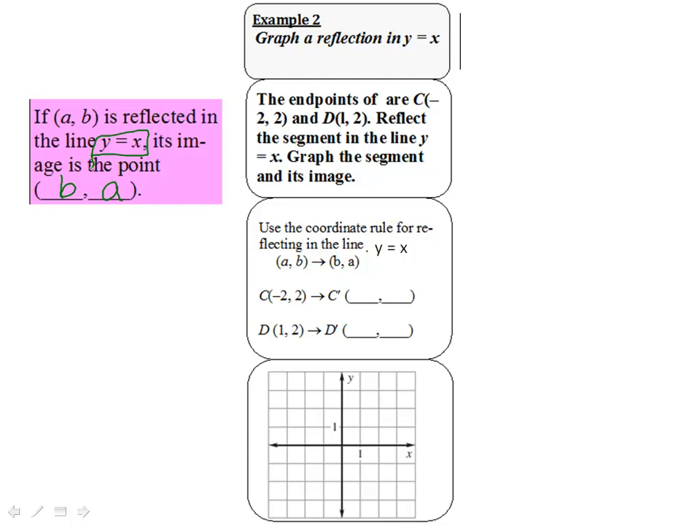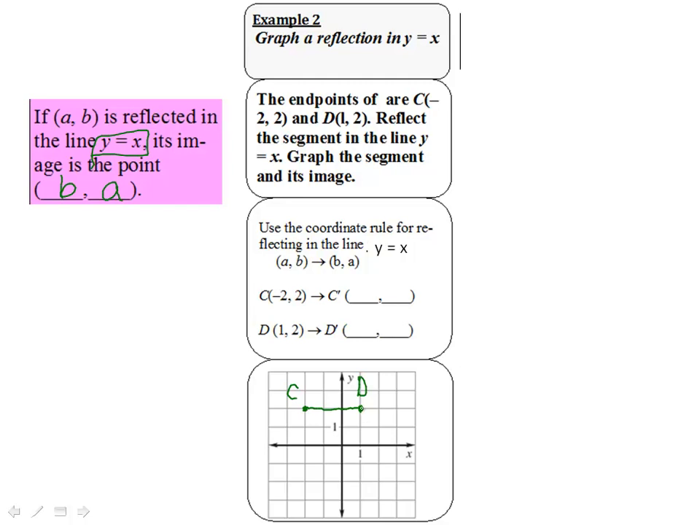So let's do this example. The endpoints of CD are C, negative 2, 2. So negative 2, 2 right here, there's C. And D, which is 1, 2. So 1, 2 is right here. There's D. So here is my line segment CD. It says reflect this segment in the line y equals x and then graph it.